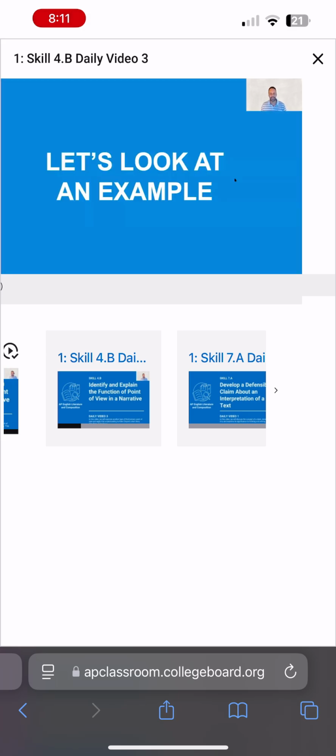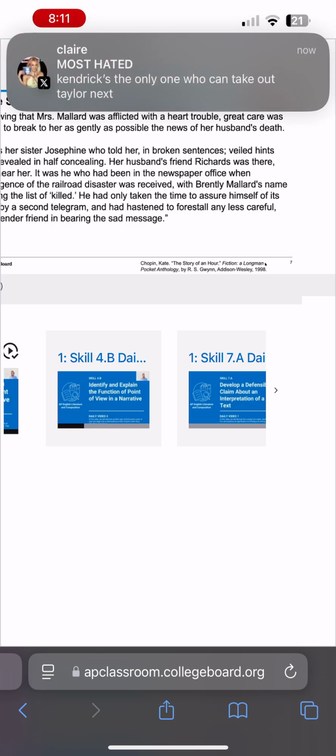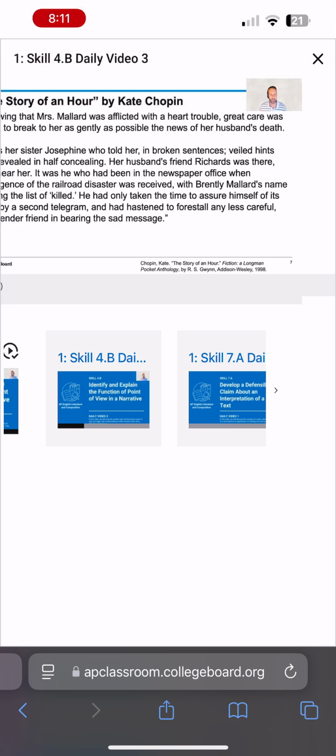All right, here's our example, and it's from The Story of an Hour by Kate Chopin. I'm going to read you this text here, and I just want you to pay attention to point of view. It's what we've been focusing on. You'll probably know right away that it's third person, but maybe as I read it, try to pick up on the clues that let you know that we're getting an insight into the thoughts and feelings of characters.